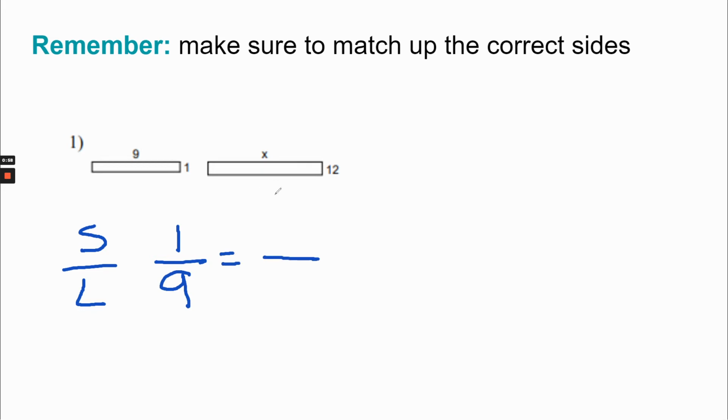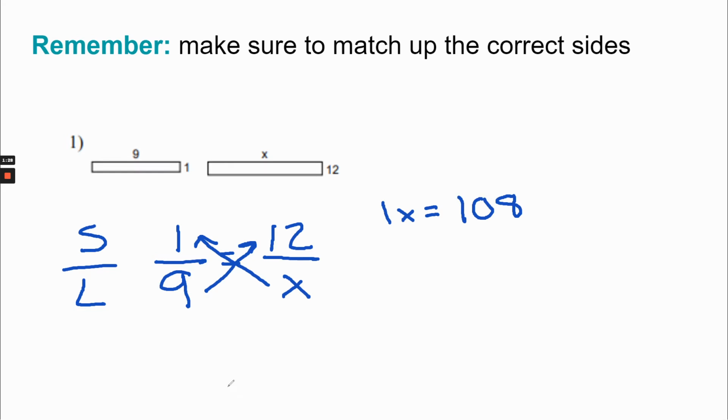Now the second fraction is going to represent our second shape. 12 is the short side, so it's going to go on the top because that's labeled short. And then x is the long side. Now we have a proportion. We can cross multiply, and we get 1x equals 108.